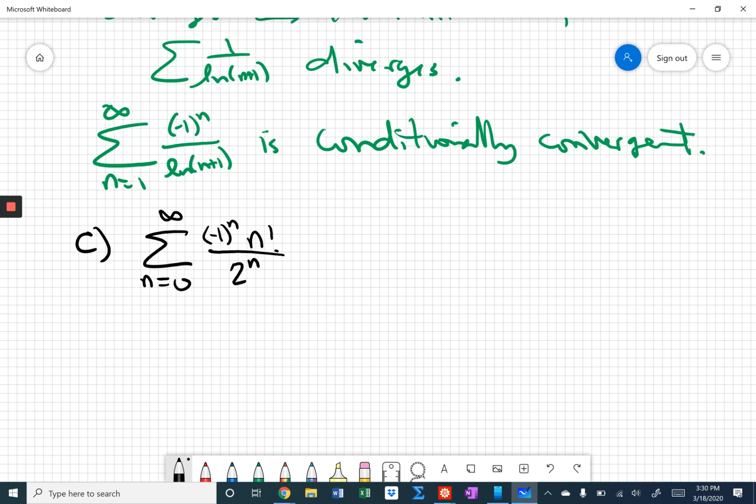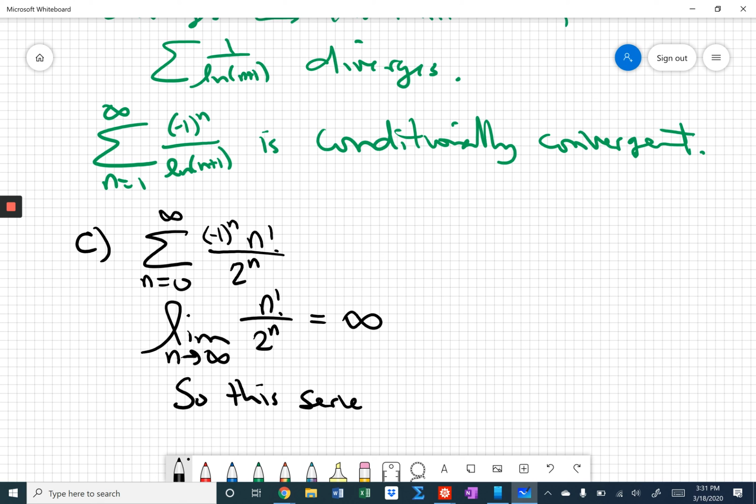All right, so this is that in part C. It's an alternating series, so I can use the alternating series test. So let's take a look at the limit as n approaches infinity of n factorial over 2 to the n. Something we've talked about before, this goes off to infinity, which is clearly not 0. So this series diverges by the nth term test.